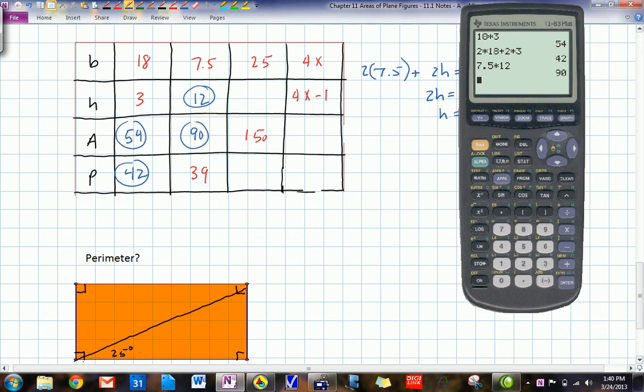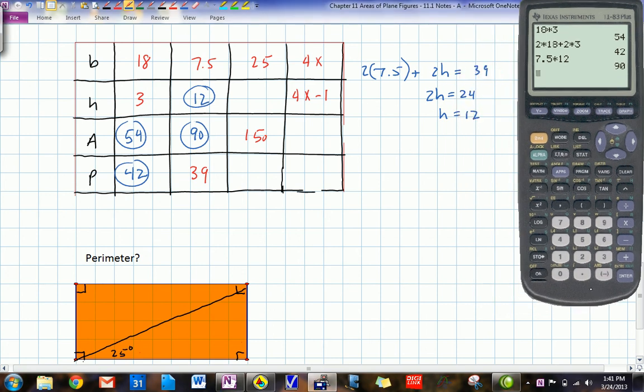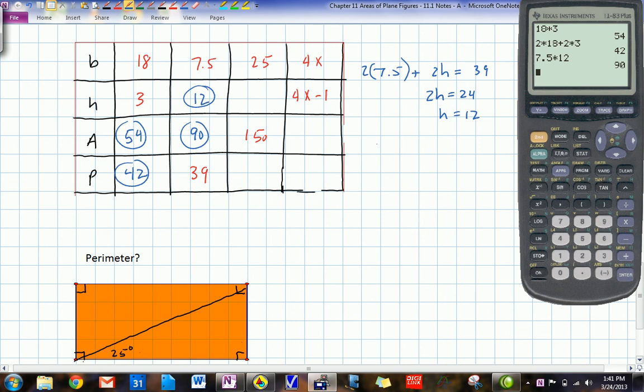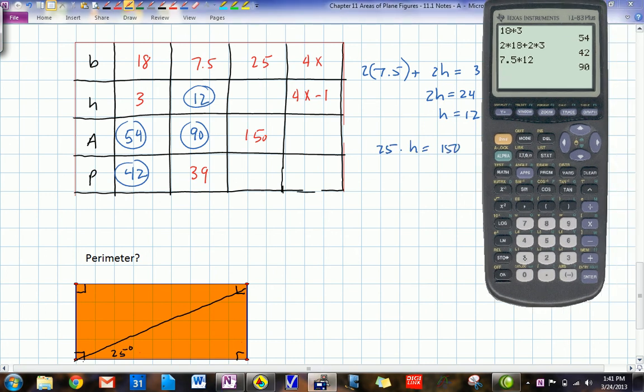In the third column, I'm given the base of 25 and the area is 150. So this is a similar idea. I know that base times height is area, so that's going to be 25 times the height is equal to 150. So if I take 150 and divide by 25, that turns out to be 6. So the height is 6.